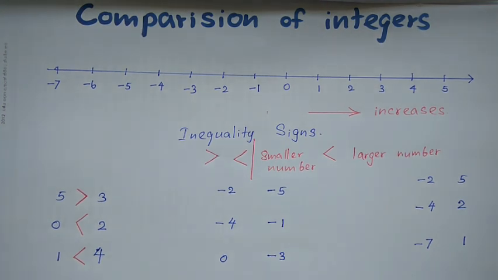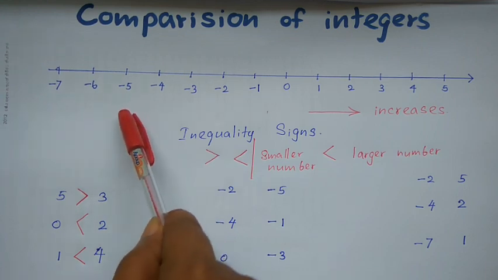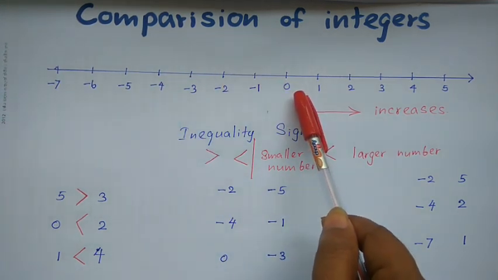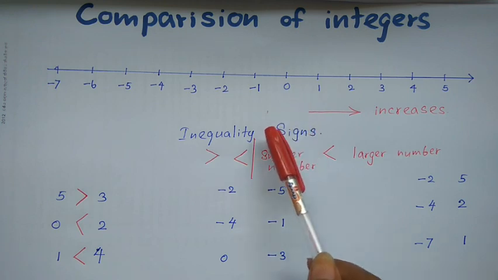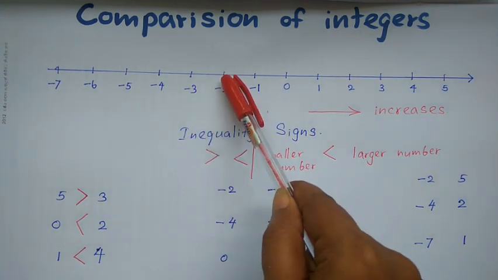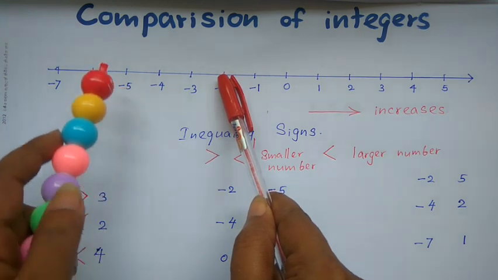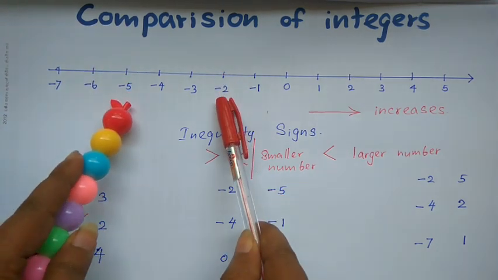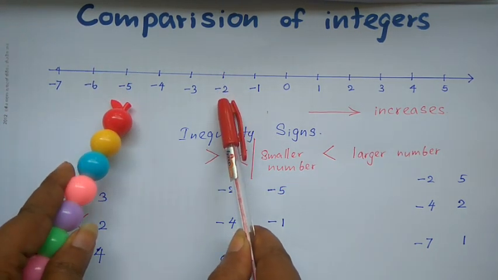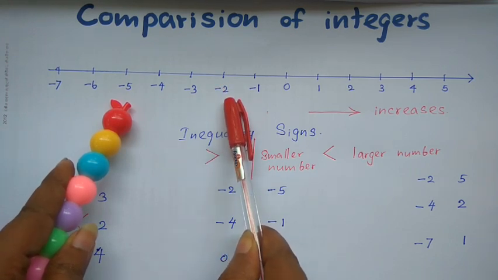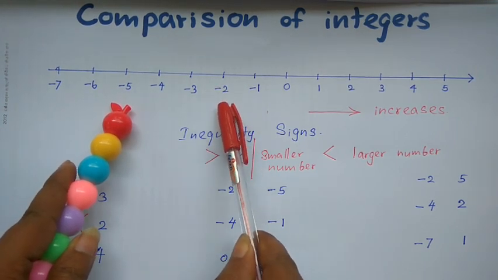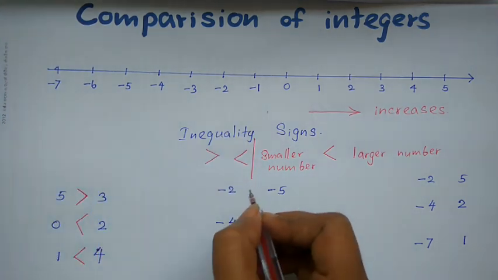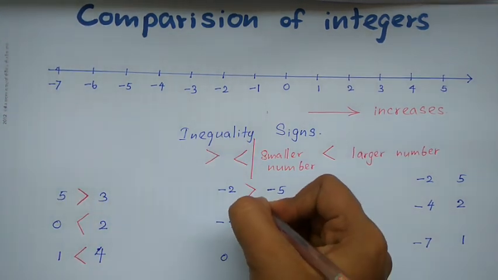Now let's compare negative numbers. Negative 2 and negative 5. You know the integers on the right hand side are the larger ones. 2 is here and negative 2 is here and negative 5 is here. You can see negative 2 is on the right hand side. Then negative 2 is the larger one. Then the open side of the inequality mark is on negative 2.